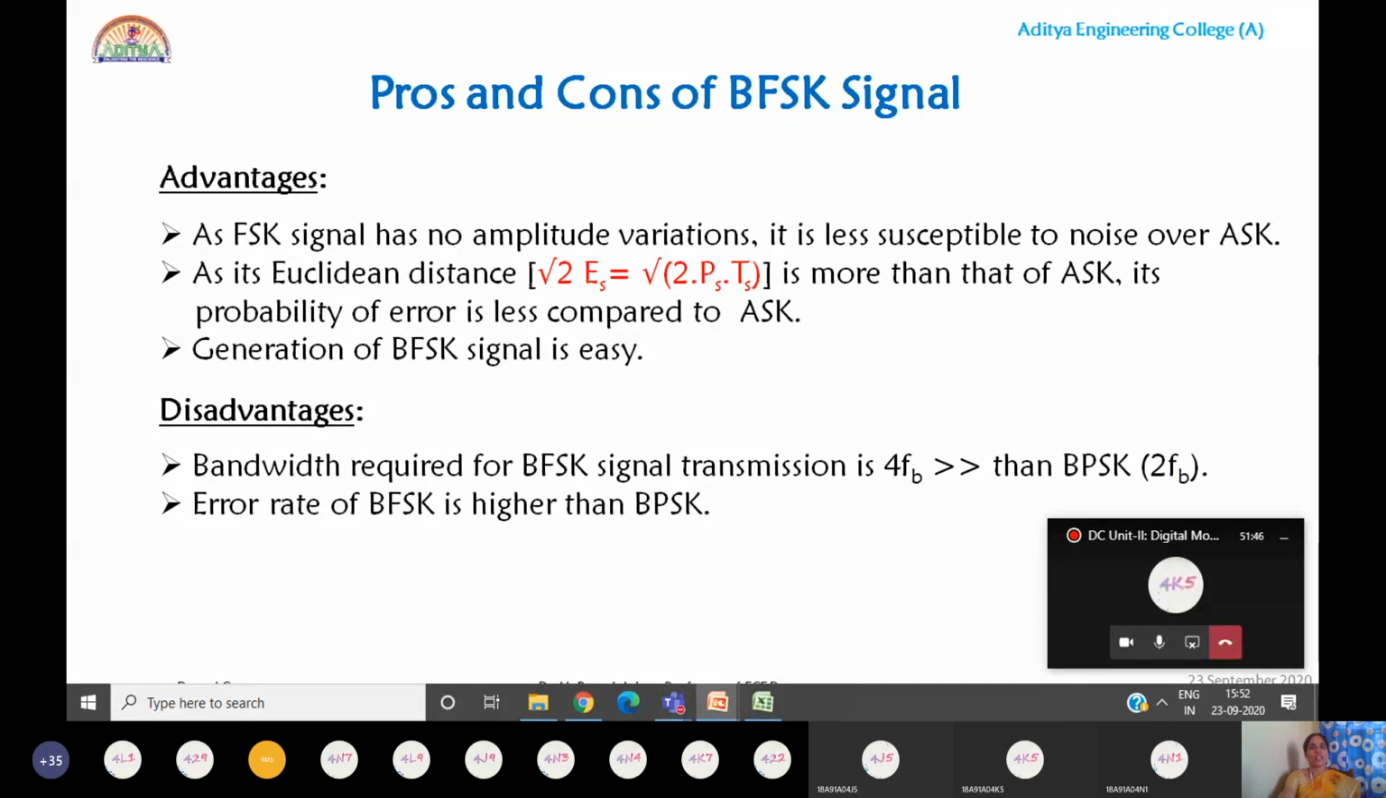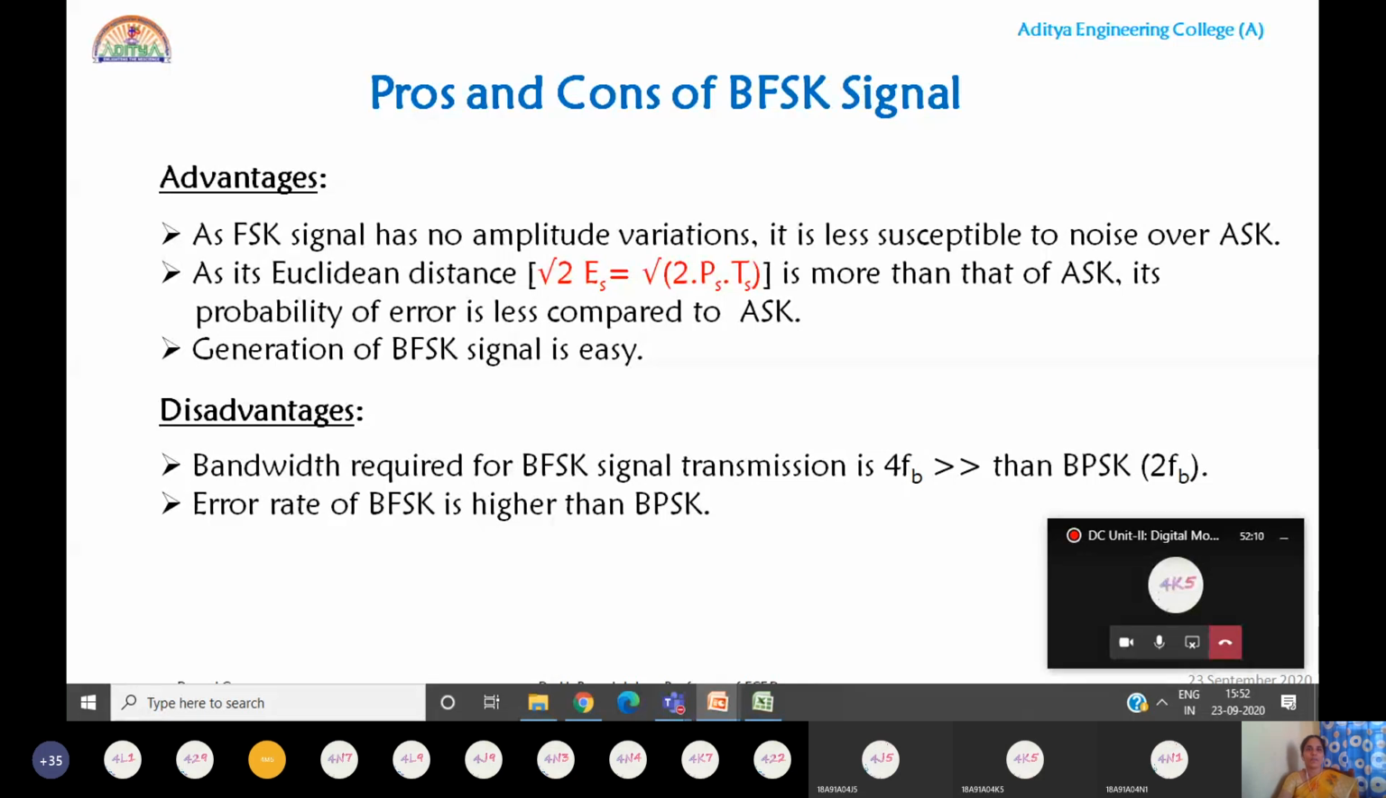Next, let us move to the drawbacks. Other than the probability of error, because the probability of error for BFSK is greater than BPSK. So if you want to compare BFSK with BPSK, the probability of error for BFSK is more. So you can prefer BPSK when compared to BFSK, and you can prefer BFSK compared to BASK.